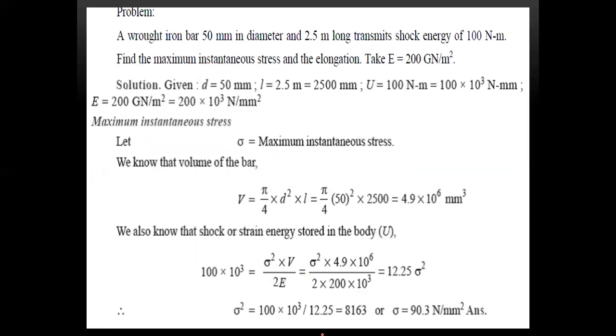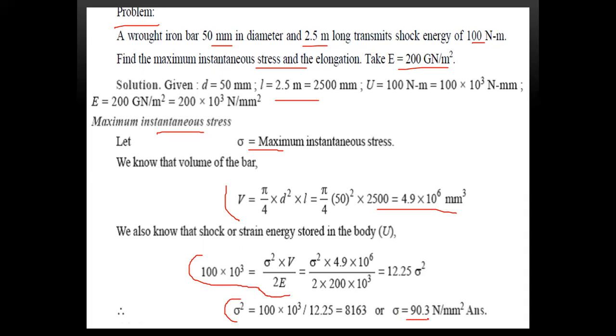Okay, next. With this, we'll take a problem. A wrought iron bar of 50 mm diameter and 2.5 m long transmits shock energy of 100 Newton meter. Find the elongation and the stress, taking E as this value. So the maximum instantaneous stress is sigma. The volume is pi by 4 d square into L, so this is the value. We know the shock or strain energy stored in the body U is equal to this formula. Substituting, we find sigma is equal to 90.3.